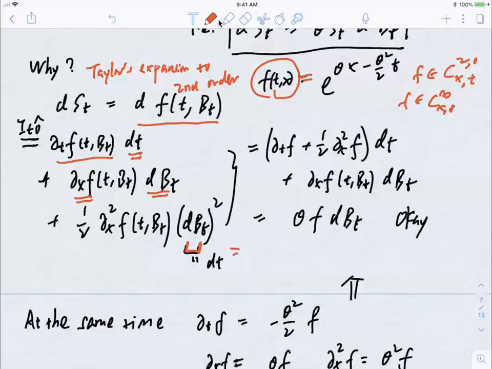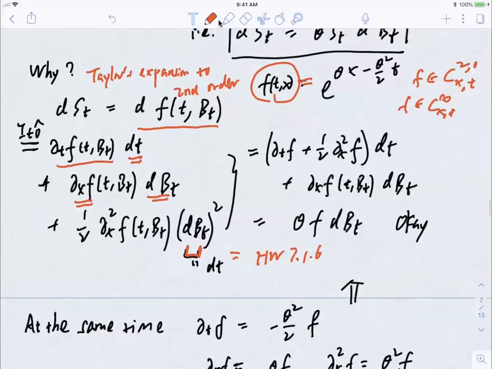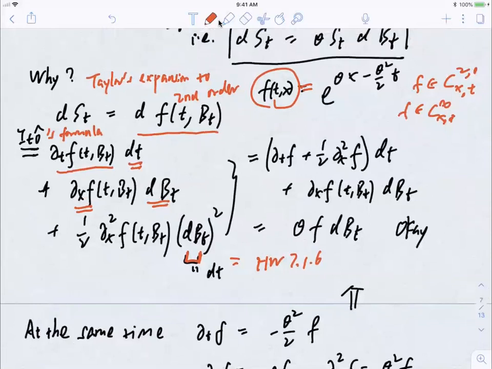This is in the spirit of a homework problem, 7.1.6, I guess, the last homework problem. But intuitively, we can think of dB_t squared as like dt. So this is the old Ito's formula. Using this specific setting, we get partial_t f plus this second-order term, dt, plus this term dB_t.